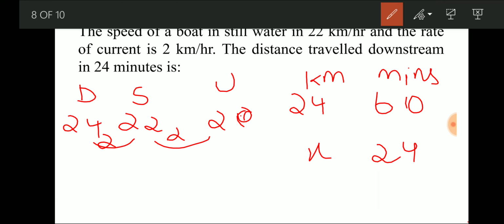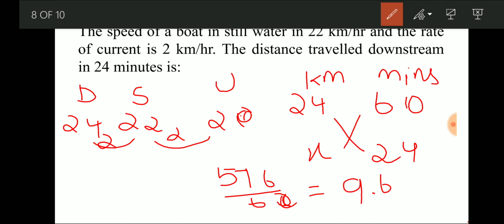It's very simple. Just cross multiply. 24 times 24 is 576. 576 divided by 60. That's your question, and that's the answer. I can easily say 57.6 divided by 6. So the answer is going to be 9.6 kilometers. So the distance traveled is 9.6 kilometers. Again, a very simple technique.